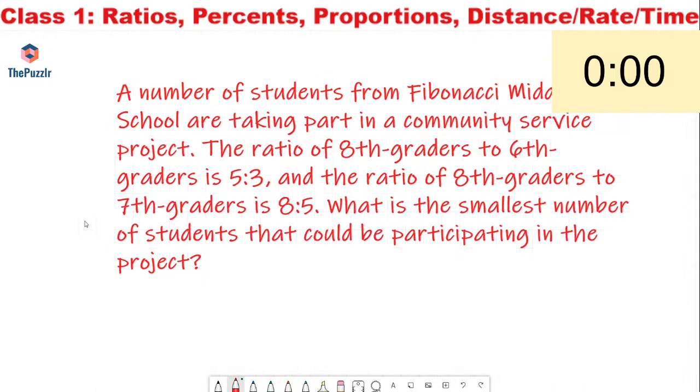We're getting a bit harder now. A number of students from Fibonacci Middle School are taking part in a community service project. The ratio of 8th graders to 6th graders is 5 to 3, and the ratio of 8th graders to 7th graders is 8 to 5. What is the smallest number of students that could be participating in the project?